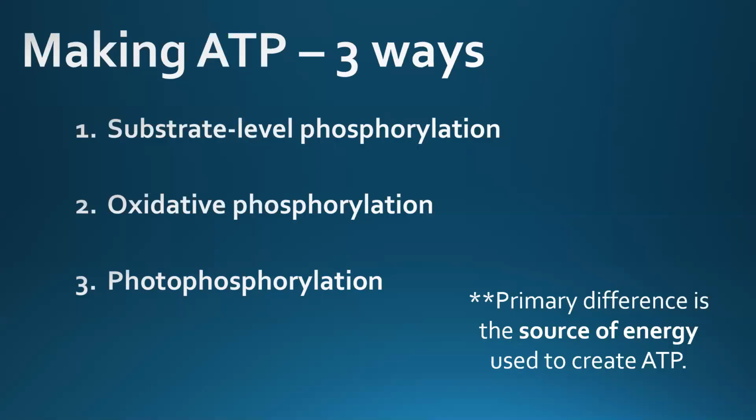Okay, so we're going to talk about the ways that organisms will produce ATP, and there are three main ways. First, substrate level phosphorylation. Second is oxidative phosphorylation, and third is photophosphorylation. Basically, the difference between all three is the source of the energy that is used to create the ATP molecules. So we're going to be talking about those individually.